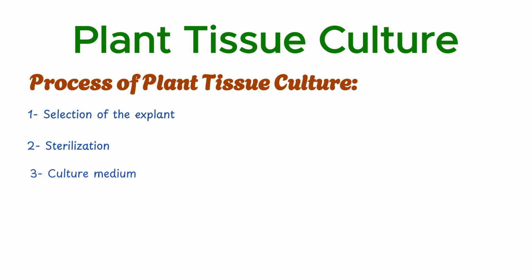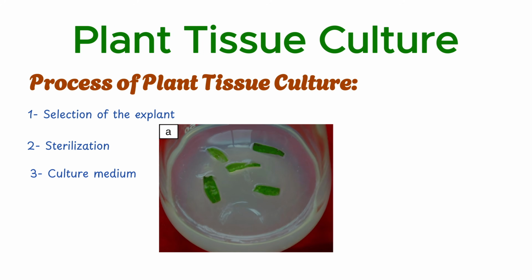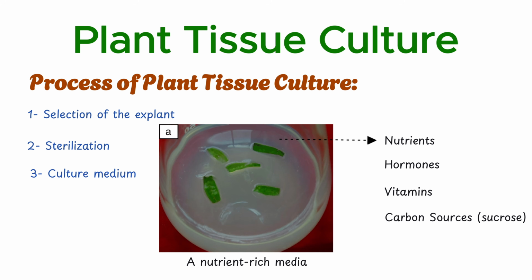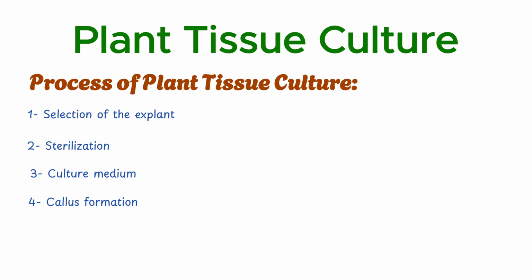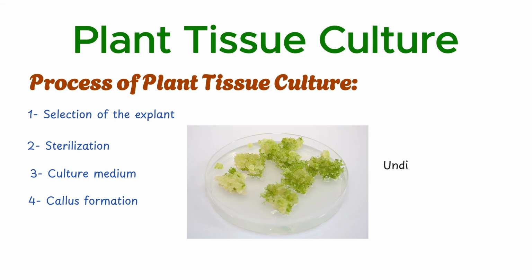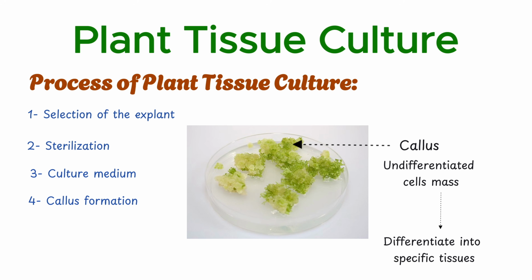It is then placed in a culture medium, a nutrient-rich, sterile environment containing essential nutrients, hormones, vitamins, and sometimes carbon sources like sucrose. The medium's composition is tailored to achieve specific growth goals, such as root or shoot development. In many cases, the explant forms a mass of undifferentiated cells called a callus. This callus can later differentiate into specific tissues under the influence of plant hormones.